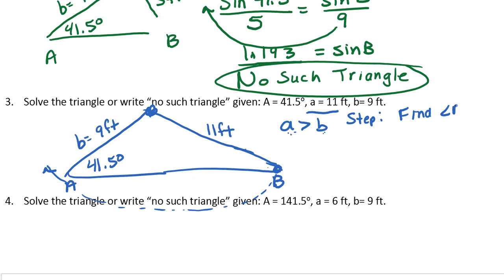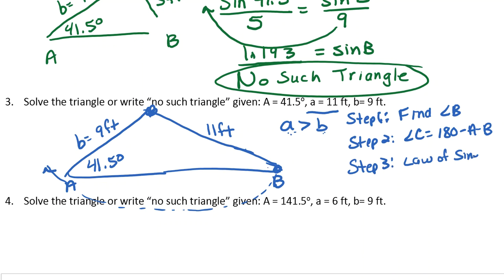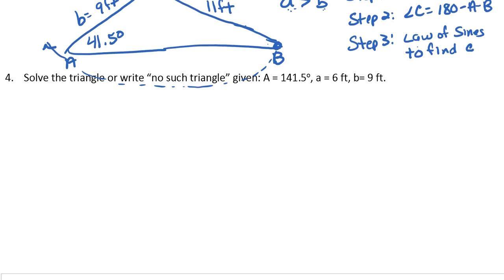So set up a proportion to find angle B. That would be your step 1. And then your step 2, once we know two angles, then we can find angle C by taking 180 minus angle A minus angle B. And then our step 3 is to do one more law of sines. So we have to do law of sines twice. In step 1, law of sines, and in step 3, law of sines to find side C, the small letter C. All right, but I think you can finish that one up.